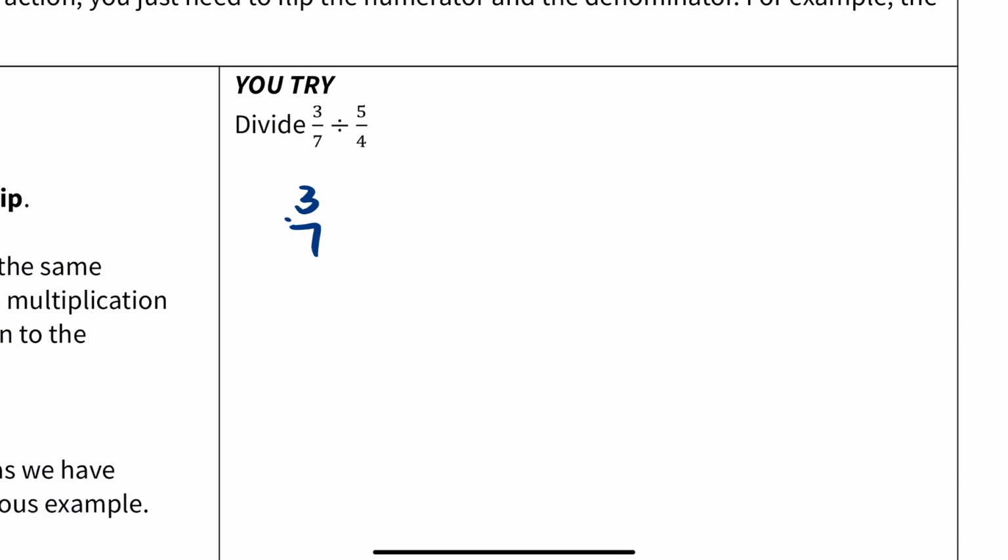So 3 over 7, change the sign, flip the second fraction, so 5 over 4 becomes 4 over 5, and then treat it like a multiplication problem. 3 times 4 is 12, 7 times 5 is 35.